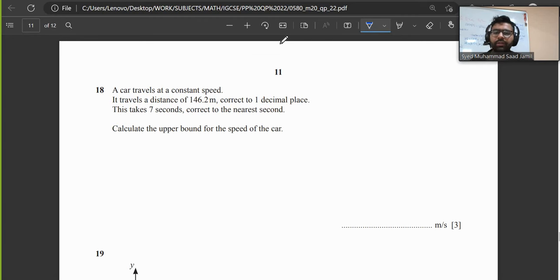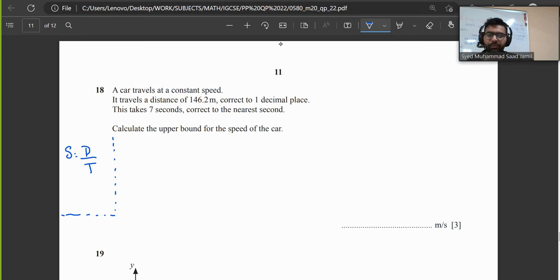A car travels at constant speed. It travels a distance of 146.2 meters correct to 1 decimal place. This takes 7 seconds correct to the nearest 1 second. Calculate the upper bound. Look, first of all, the formula for speed is equal to distance upon time. Now when we talk about upper bound of speed, it basically means the speed was high. The speed can only be high when you covered more distance in less time. So we will find the upper bound of distance.